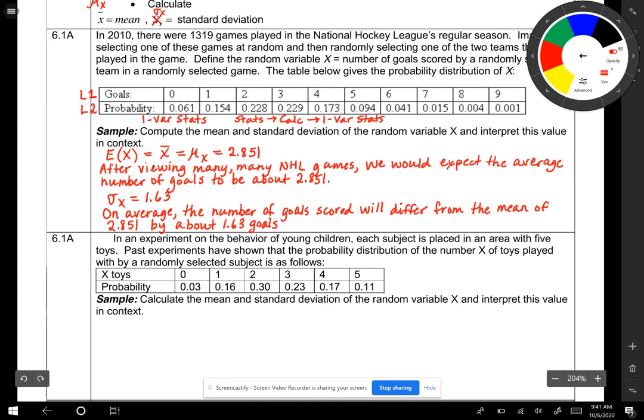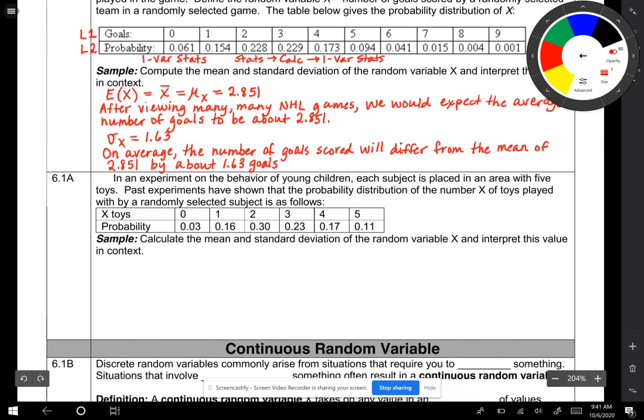Really work on your interpretations, because those are the harder ones. Doing the math is not the hard part in this class. It's the interpretation and how you follow through on your descriptions and process.